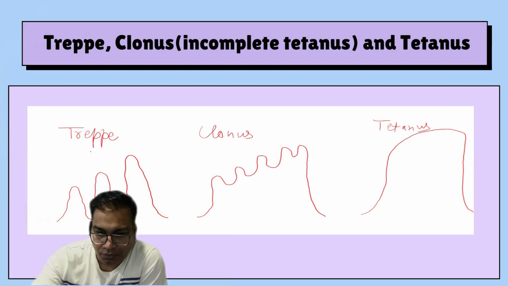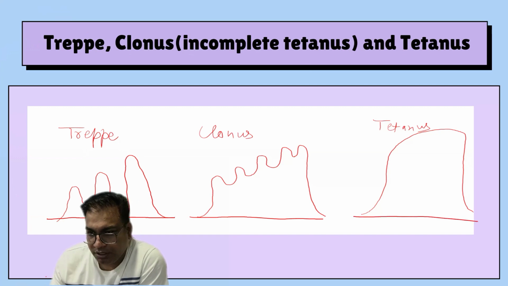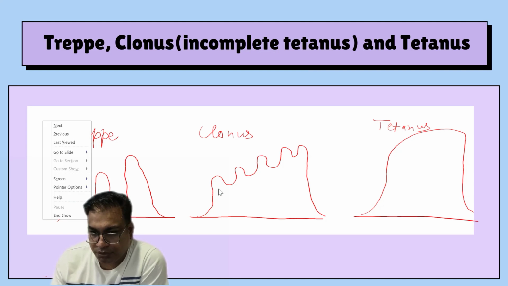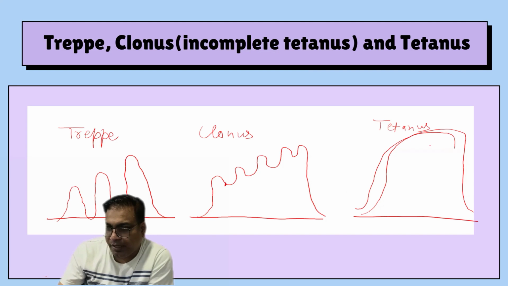This graph shows the differences between Treppe phenomena, clonus, and tetanus. In Treppe, the second stimulus is applied after the relaxation period. In clonus, the second stimulus is applied in between the relaxation period. And in tetanus, the frequency is so high in number that we have a flat curve.